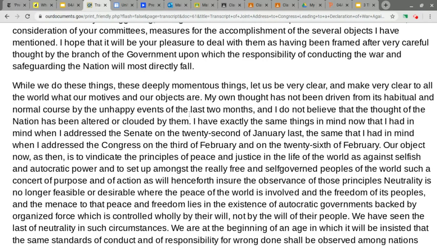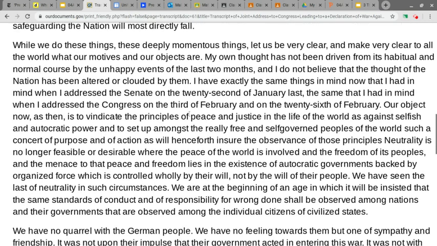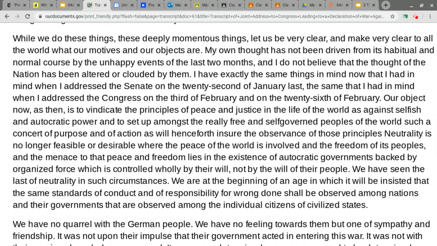While we do these things, these deeply momentous things, let us be very clear and make very clear to all the world what our motives and objects are. My own thought has not been driven from its habitual and normal course by the unhappy events of the last 2 months, and I do not believe that the thought of the nation has been altered or clouded by them.